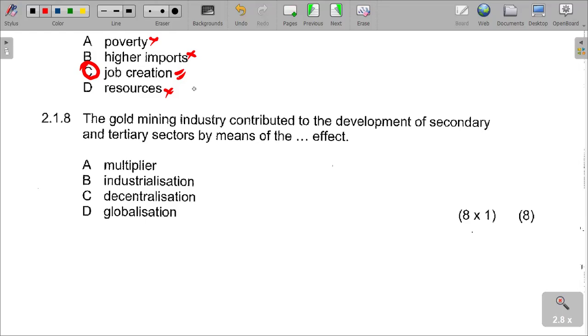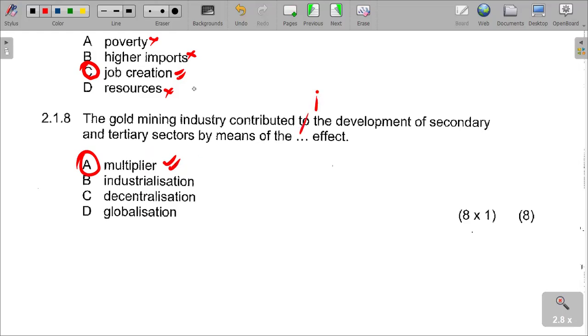The gold mining industry contributed to the development of secondary and tertiary sectors by means of the dash effect. Number 8, we call that the multiplier effect. A small increase in spending results in extensively big returns. That is the multiplier effect: whatever is invested, which is small, results in significantly bigger returns than the initial investment or initial spending.